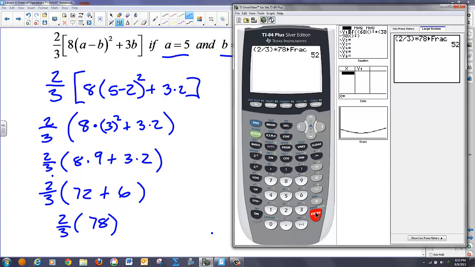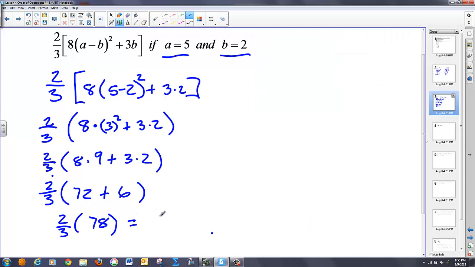So I hit enter, and notice it turns into actually an integer of 52. So everything reduced out. But if it wasn't a nice reduction, it would give me the reduced fraction. So just a little tip as to how to use that calculator.